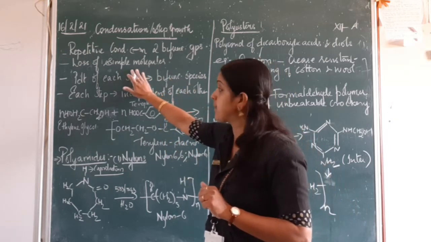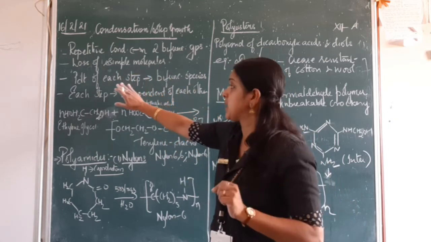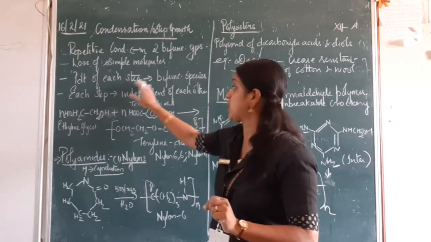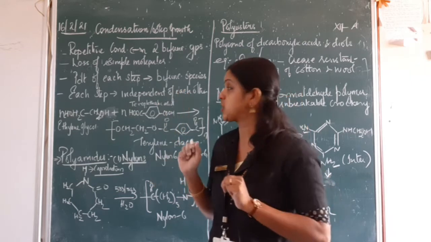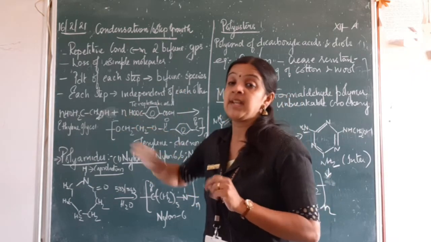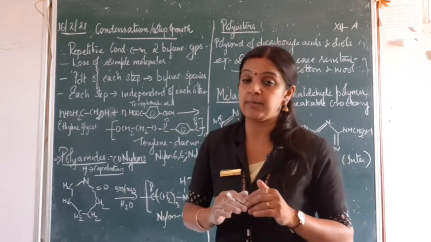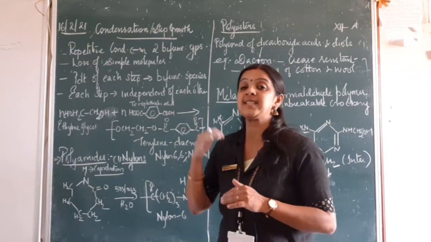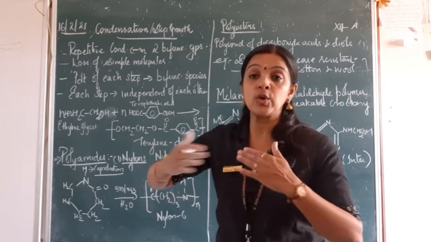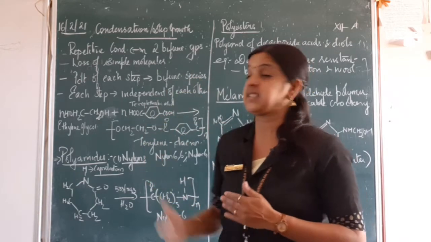There is a loss of simple molecules, and if you see, the product of each step that we get has a bifunctional species, having two functional groups, and each step is independent of each other, meaning they are not dependent on each other. That is why they are called step growth. There is a growth that is developed in each step.